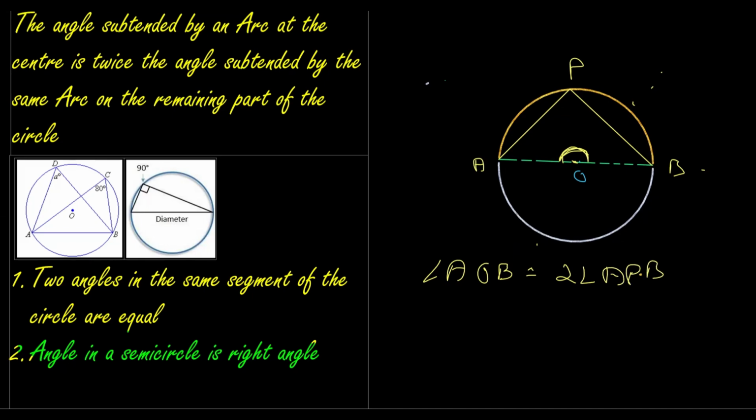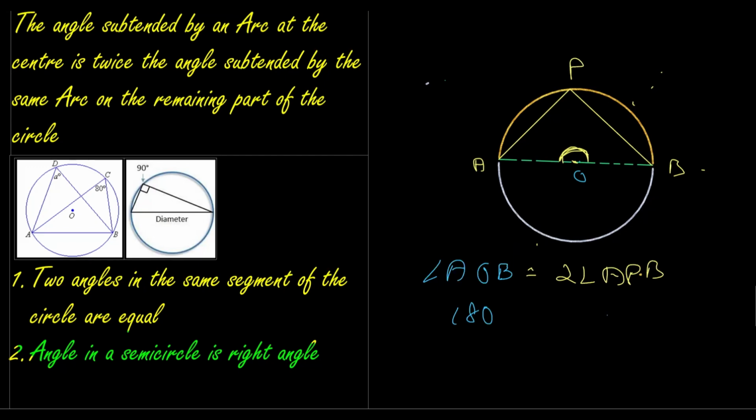And what is AOB? As you can see, this is a straight line joining three non-collinear points, as it is a diameter. So you know that I can replace this with 180 degrees. As you know, these are what? A straight line, right? A straight line. So angle AOB, by linear pair, is 180 degrees.